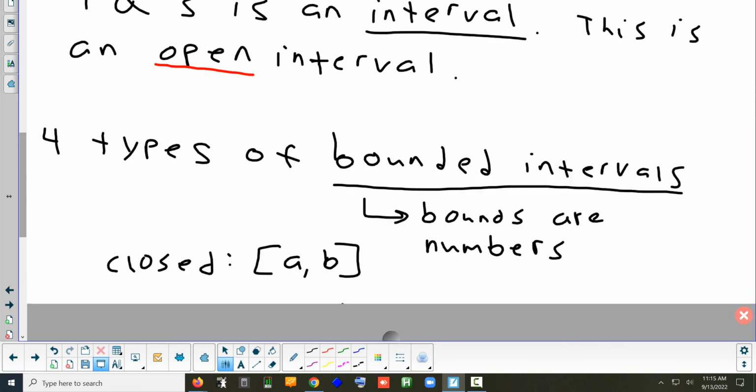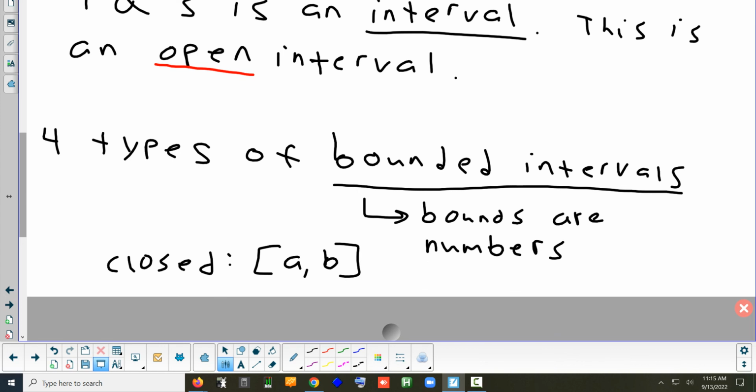So with an interval, you really can have 4 types of bounded intervals. If an interval is bounded, that means its left and right ends are actual numbers. The minimum of the interval is a number value, and the maximum of the interval is a number value. If you're thinking, well, what would it have to be unbounded? Well, think about something you could have that's not a number, and we've used this symbol before. We'll talk about that next. Okay, but bounded intervals use numbers.